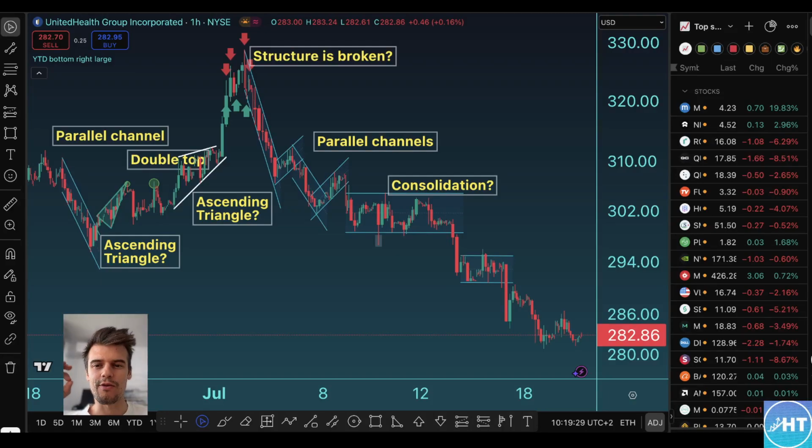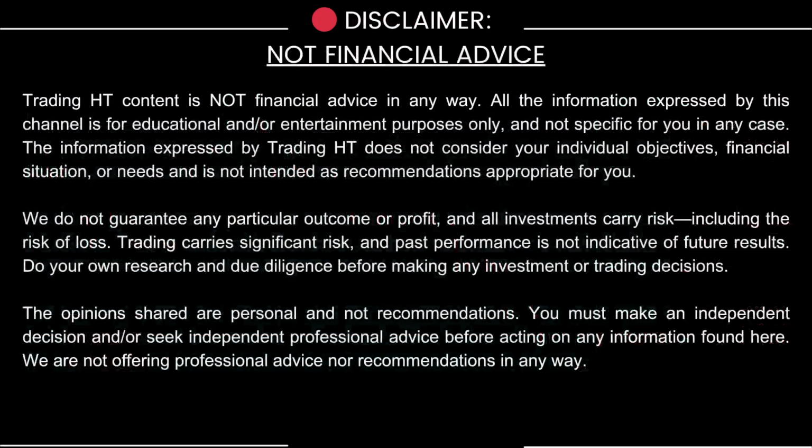United Healthcare Group Incorporated latest price action. Let's talk about it, guys. First of all, remember to read the disclaimer right here and also in the description below.